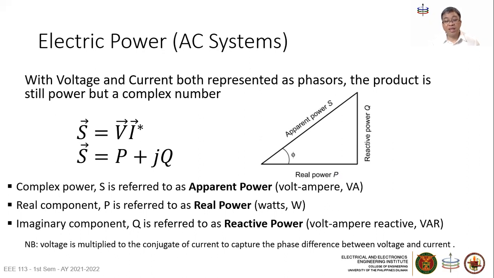As a complex number, we can decompose this into its rectangular form, or real component and imaginary component. The real component is real power P. The imaginary component is the reactive power Q. The real power P is in watts, and it's exactly the same as the power we learned in these circuits. The reactive power Q, in units of volt ampere reactive, or VAR, is associated with the power that's exchanged between inductors and capacitors.